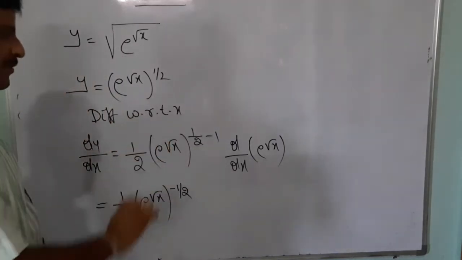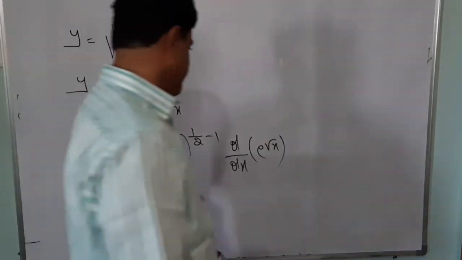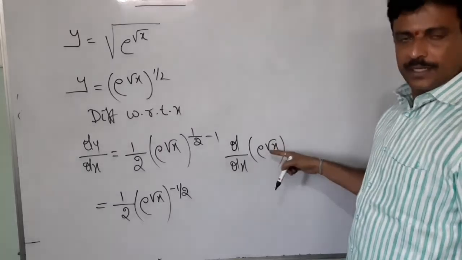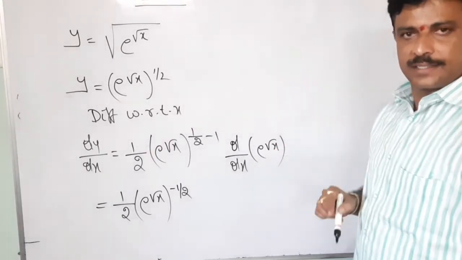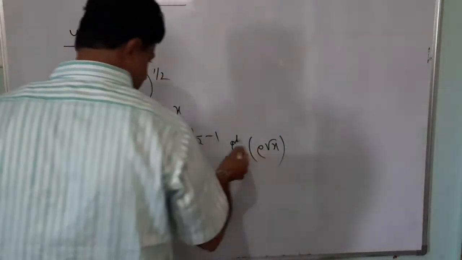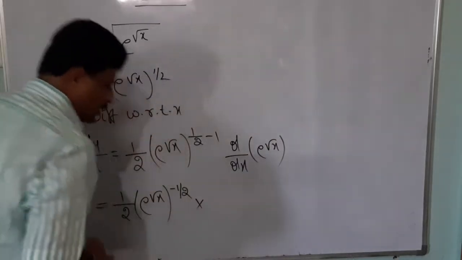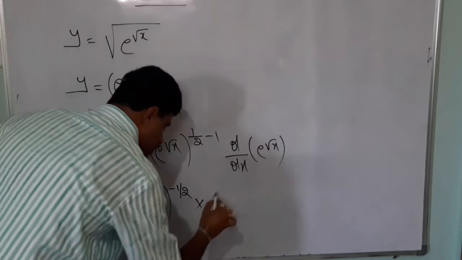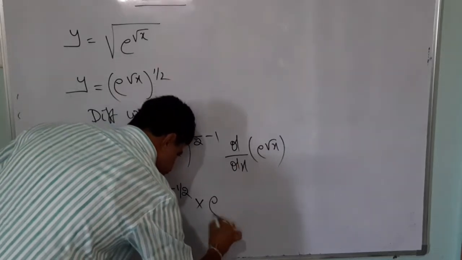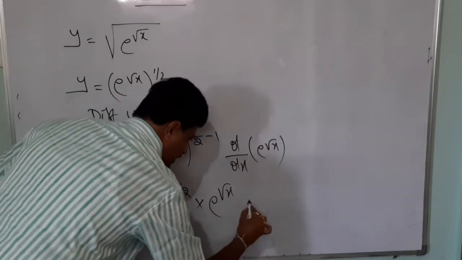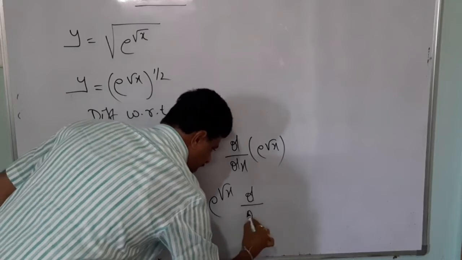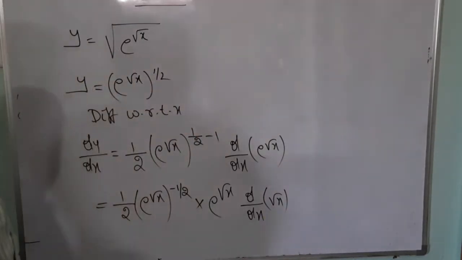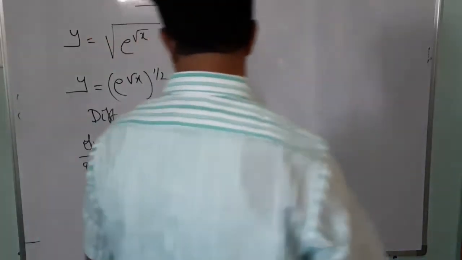So differentiation of e to the power of root x. This is in the form of e to the power of x, where in the place of x we have root x. So e to the power of x into differentiation of e to the power of x is e to the power of x, here e to the power of root x. Next, d by dx of root x is equal to what? Okay, next look here.